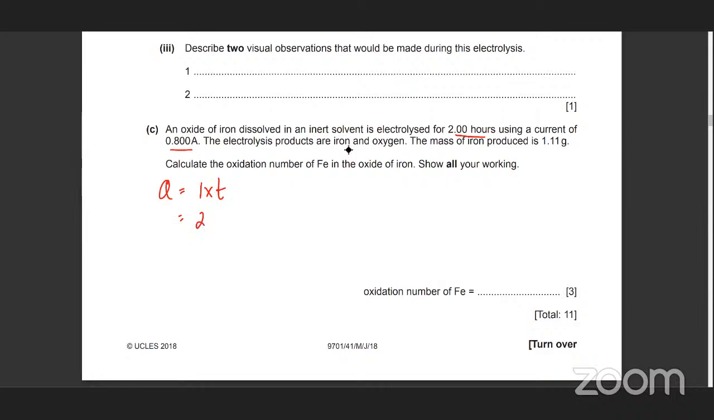2 hours means 2 into how many minutes? That's 120, 60 minutes. And every minute has 60 seconds. So that's the time. And what's the current? That's 0.8 amperes. Can you even do the math and tell me how much charge is this? कितना charge है ये?